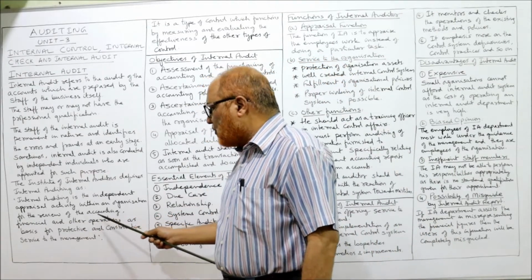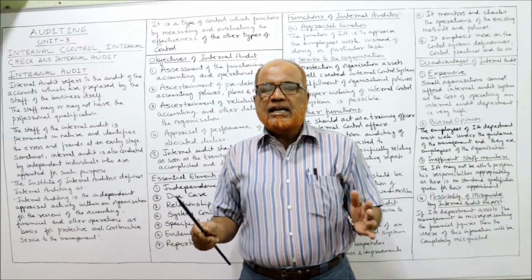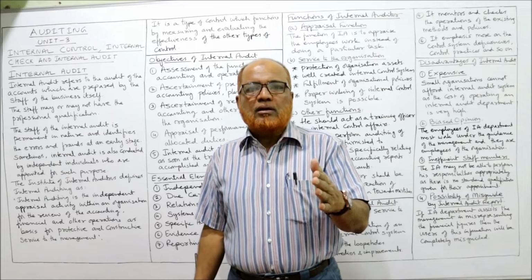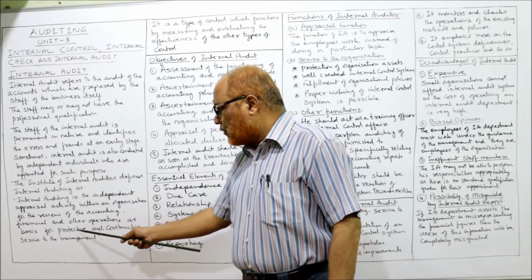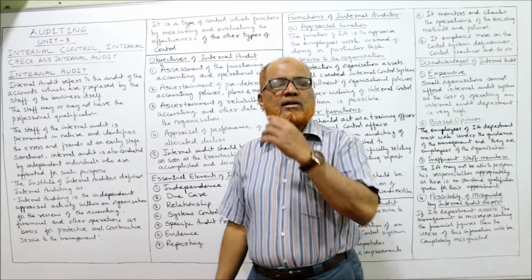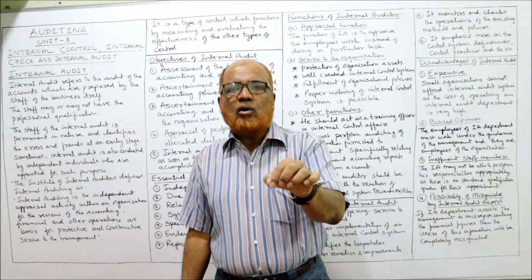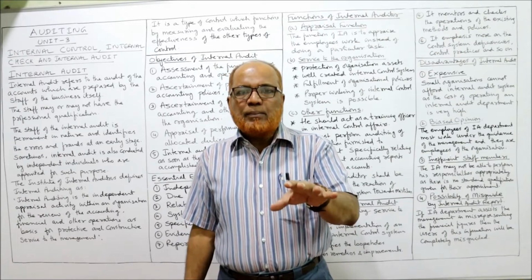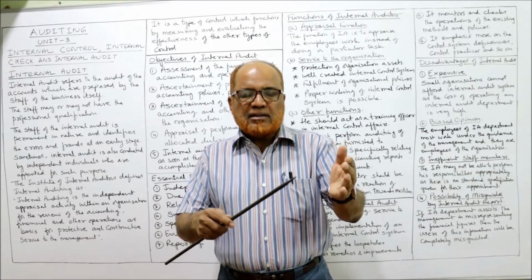And it is for the review of the accounting, financial and other operations. Why is this internal auditing done? To review the accounting, operational and other activities of the business for protective and constructive service to the management. The ultimate objective of internal auditing is that it will help the management. It will help the management in taking decisions.